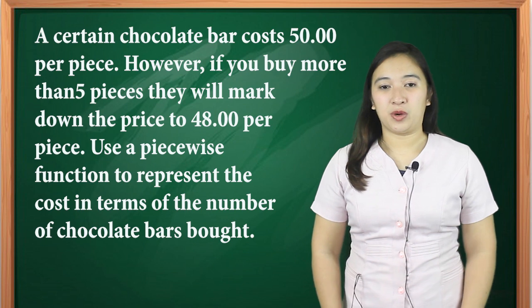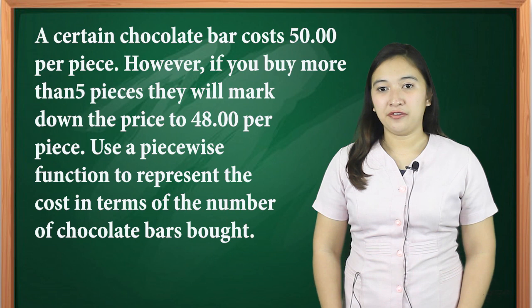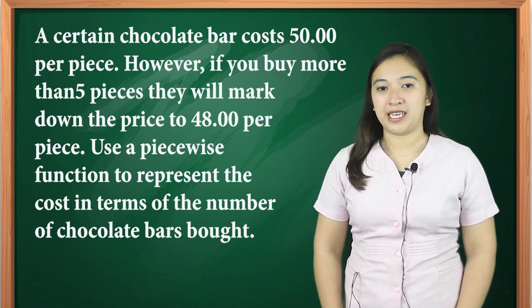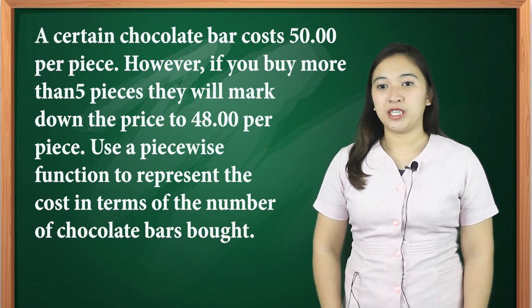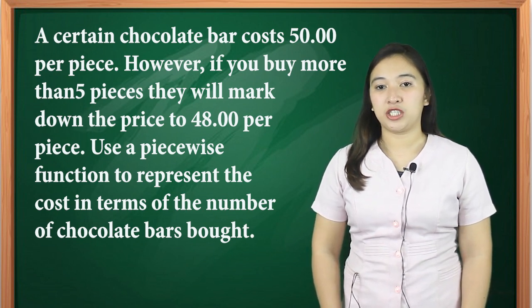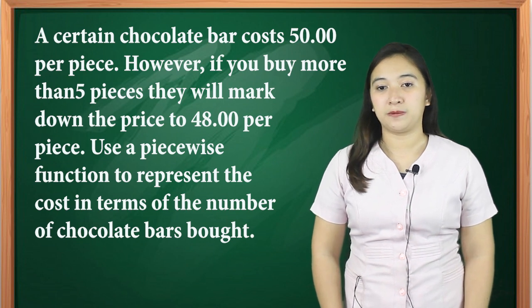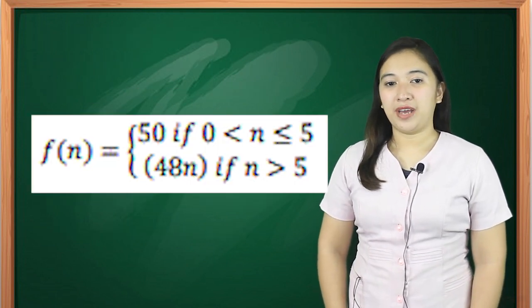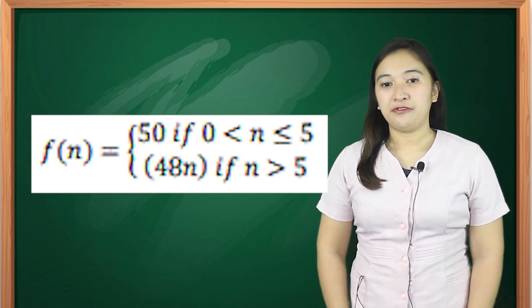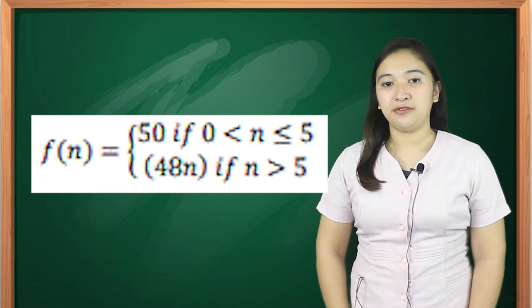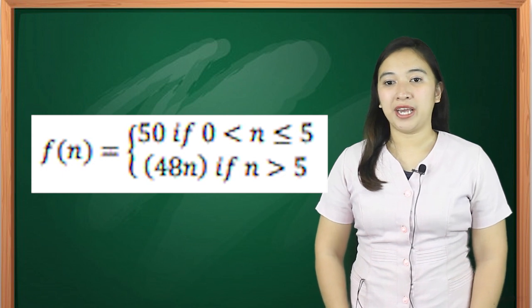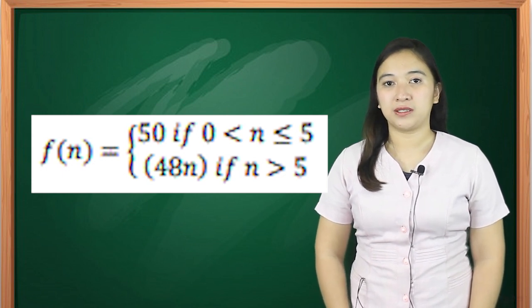Let us try another one. A certain chocolate bar costs 50 pesos per piece. However, if you buy more than 5 pieces, they will mark down the price to 48 pesos per piece. Use a piecewise function to represent the cost in terms of the number of chocolate bars bought. So we have f(n) = 50n if n is greater than 0 but not greater than 5, and 48n if n is greater than 5. That is for buying more than 5 chocolate bars.